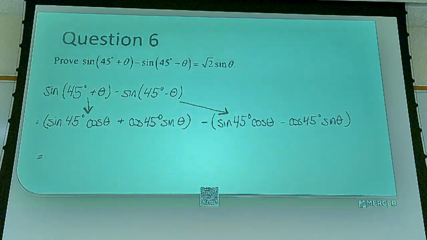But now look at what we have. We have a sine 45 cosine theta minus a sine 45 cosine theta. They would just sum out to 0. Cosine 45 sine of theta minus a negative cosine 45 sine theta. So they double. They add together.